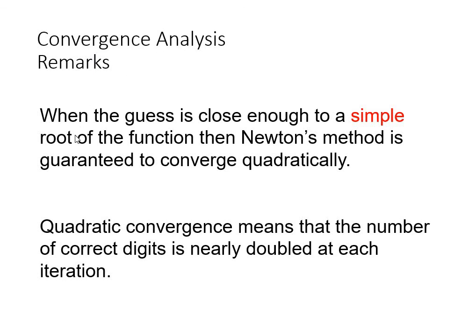Convergence analysis. So summary of convergence analysis: when the initial guess is close enough to a simple root of the function, the Newton-Raphson method is guaranteed to converge quadratically. Quadratic convergence means that the number of correct digits is nearly doubled at each iteration.